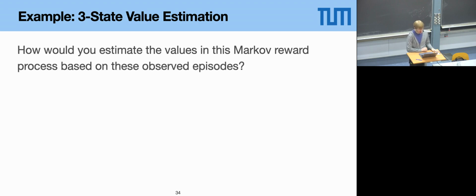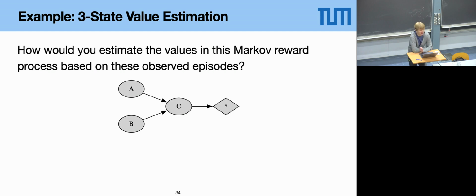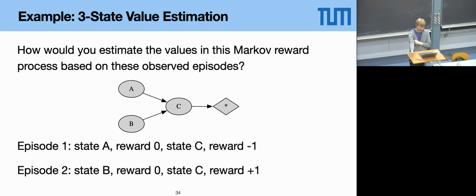When we want to understand how these methods differ, we can look at this little example here. This gives a first idea of how Monte Carlo learning and temporal difference learning are different. And because of the analogy, this also gives an idea of how supervised learning is different from physics-informed training for physical systems. So I ask you, how would you estimate the values in this Markov reward process based on the observed episodes? This is the Markov reward process, and these are the episodes.